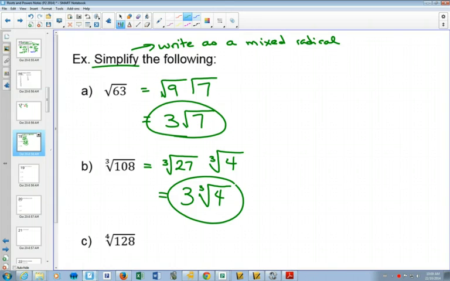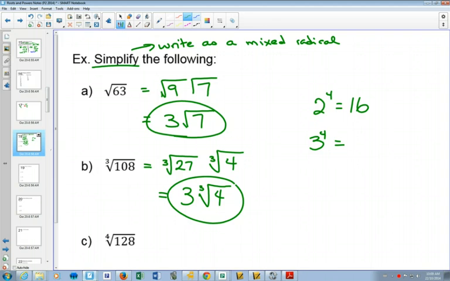Now we didn't make a list of perfect fourths, so we can do it now. What is 2 to the power 4? 2 times 2 times 2 times 2. 16. What is 3 to the power 4? 3 times 3 times 3 times 3.